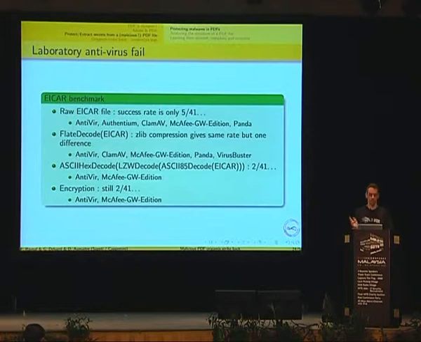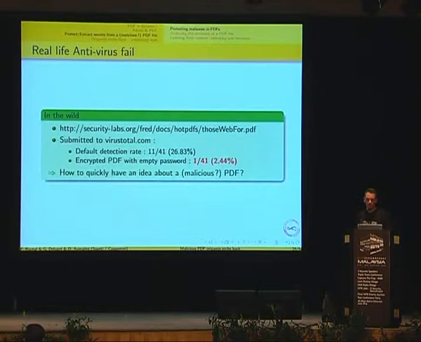Okay, now let's take a real-life example. So I get a malicious PDF in the wild, and I submit it to VirusTotal. And results are fortunately better, since it's 11 out of 41. But as soon as you encrypt the PDF file with an empty password, the results drop to 1 out of 41. Don't ask me which one it was, I can't remember.